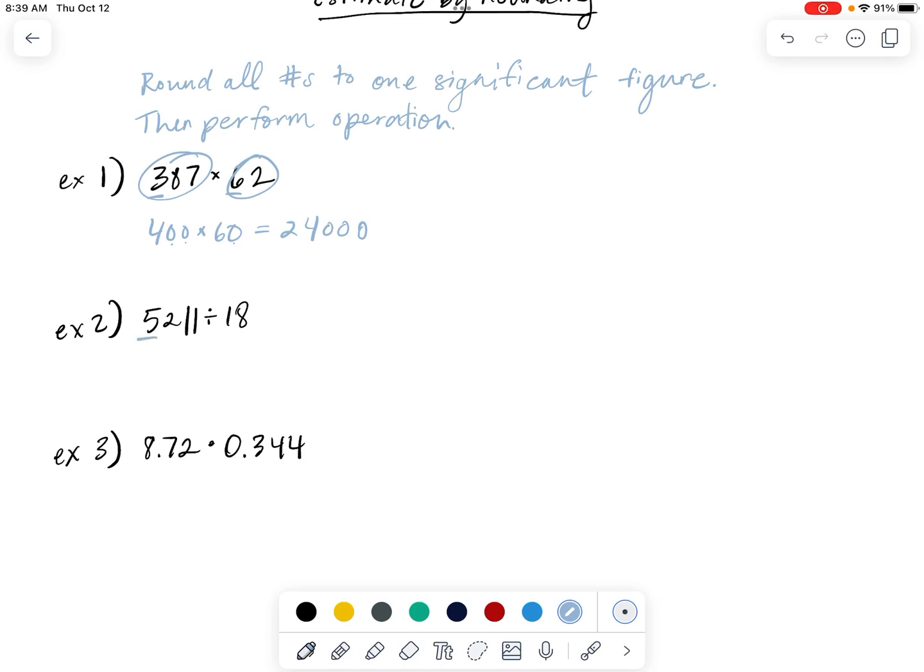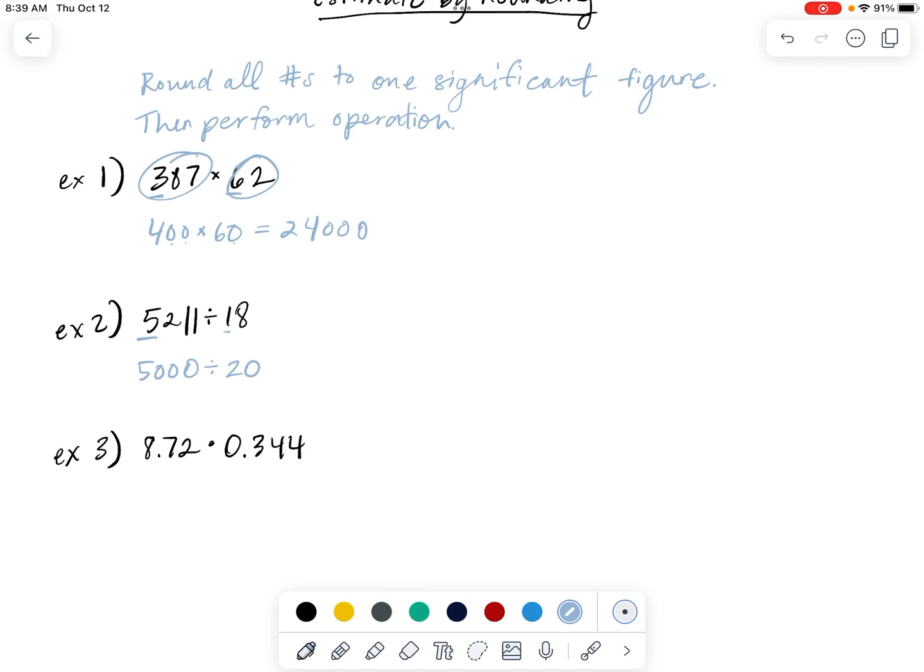We've got the 5 in the highest place value. The 2 tells us to keep it at 5,000. We've got the 1 in the highest place value for 18, and the 8 tells us to round up to 20. So 5,000 divided by 20.